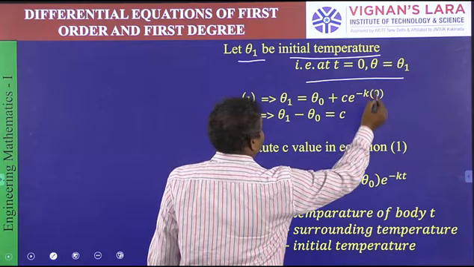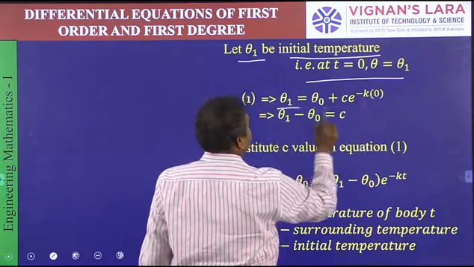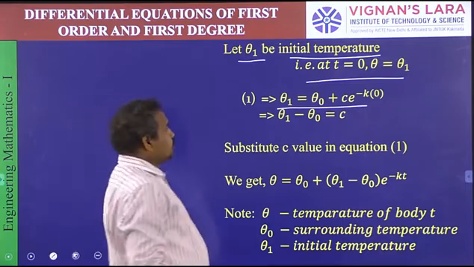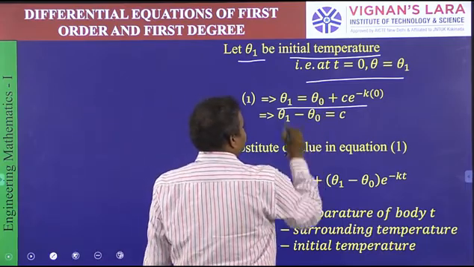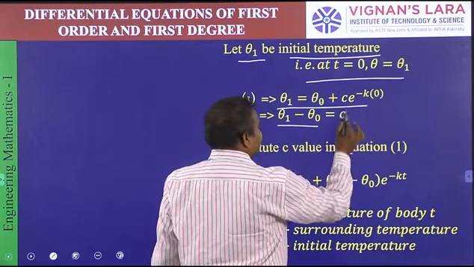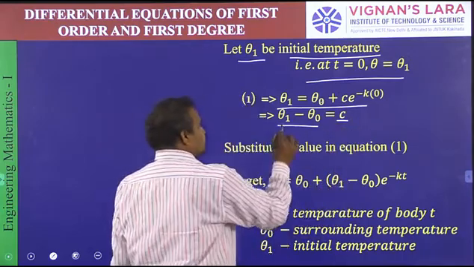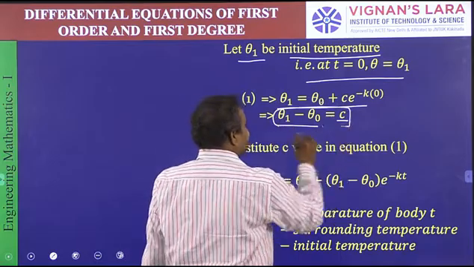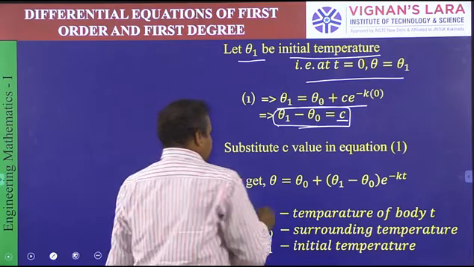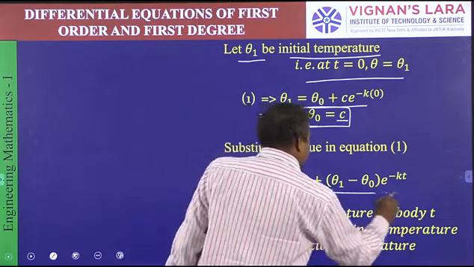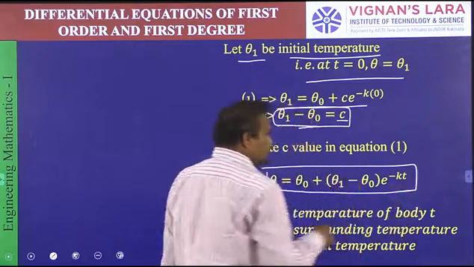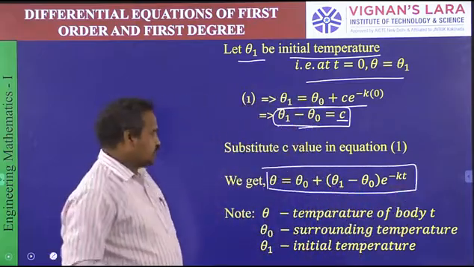See this. t value 0, theta value theta 1. So theta 1 is equal to theta naught plus c into e power minus k into 0. This theta naught comes to the left hand side as minus theta naught. e power 0 is 1, so c into 1 is c. So the c value is theta 1 minus theta naught. Substitute this value in equation 1. So what will I get? Theta is equal to theta naught plus theta 1 minus theta naught into e power minus kt.